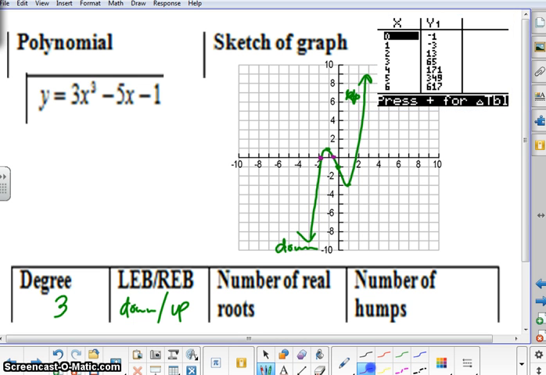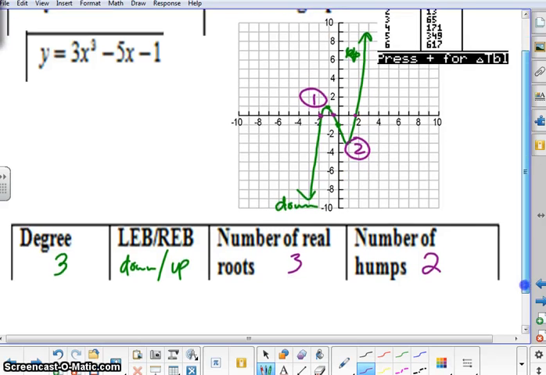It went 1, 2, 3 times this time, and that makes sense because the degree is 3, and that's the highest number that you could have. The number of bumps, here's 1, here's 2. And like I said before, the maximum number you can have is 1 less than the degree. So it all makes sense there. Okay, let's go on to the next one.